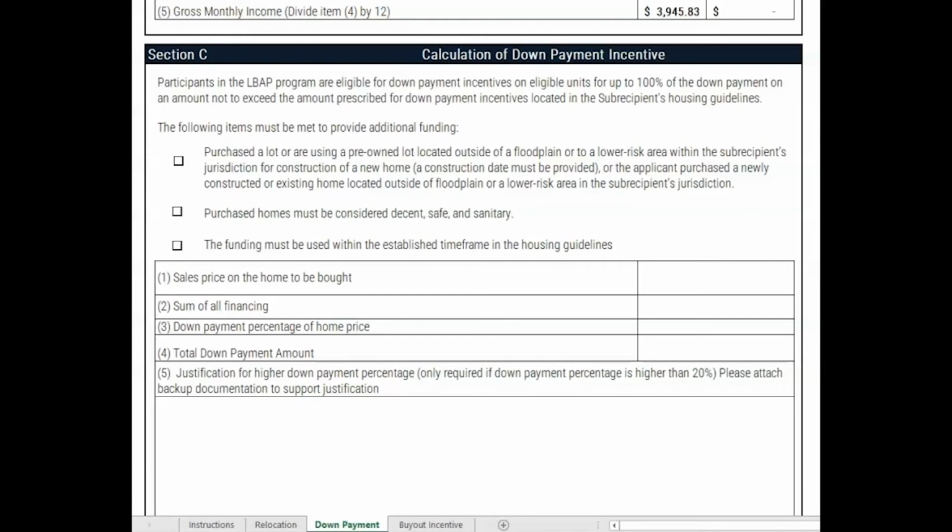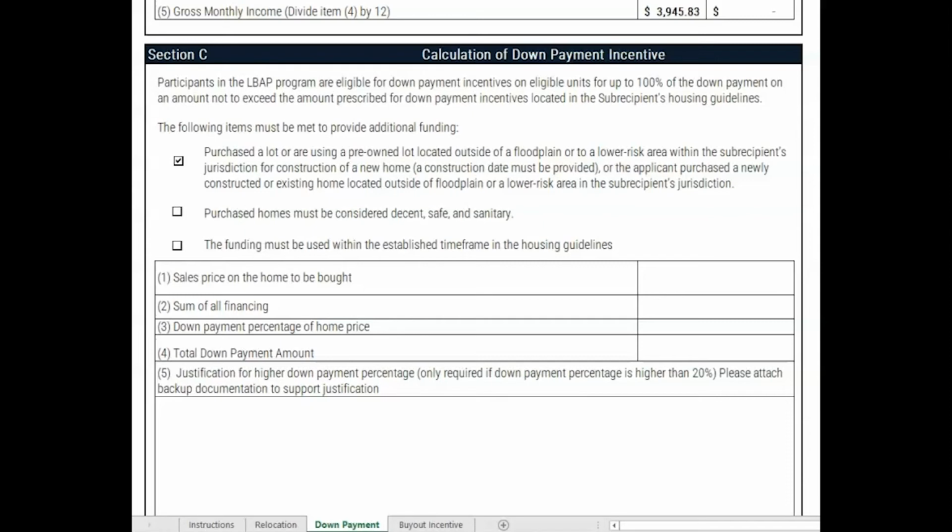First, check off if the lot, new construction home, or existing home that the applicant is buying with the down payment assistance is outside the floodplain or in a lower risk area within the subrecipient's jurisdiction. A map with the location of the new home overlaid on the FEMA National Flood Hazard Layer map showing the location of the home is outside the floodplain or in a lower risk area should be attached.